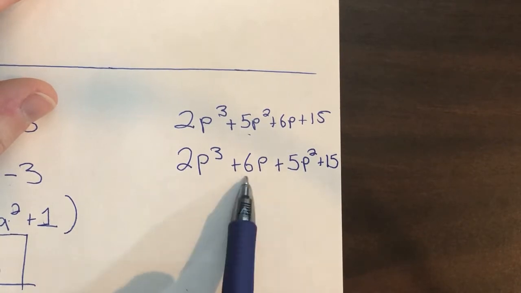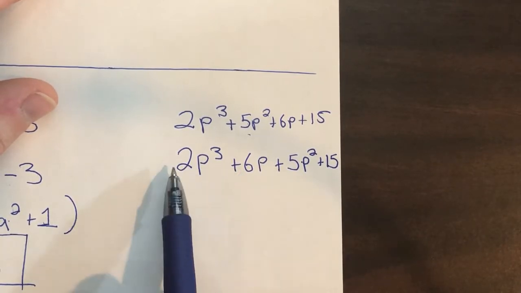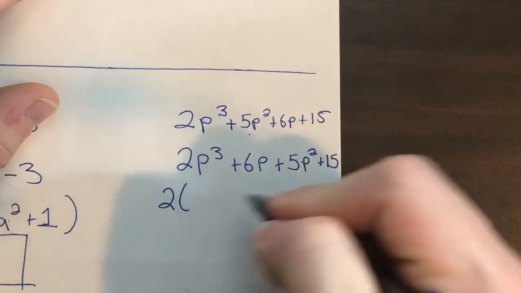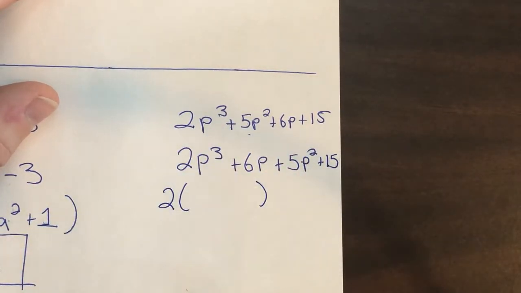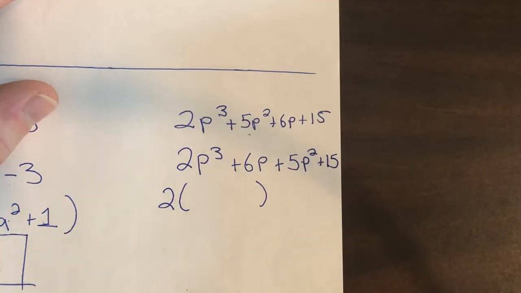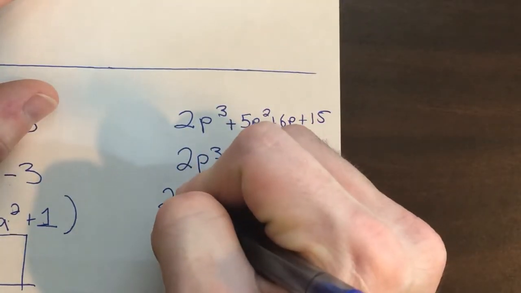Now let's go for our GCF. Okay, so what's our GCF? Here, 2 and 2. But am I done? No. Because what else do I have to squeak in here? Well, let's take a look. Oh, okay. Wait a minute. There's a P in there as well.